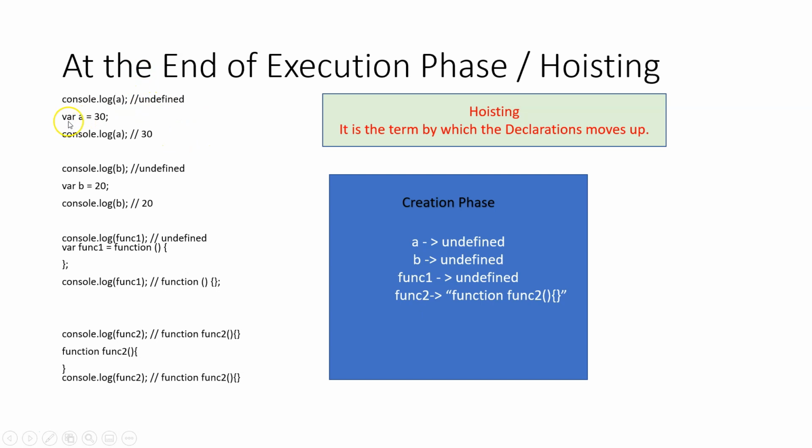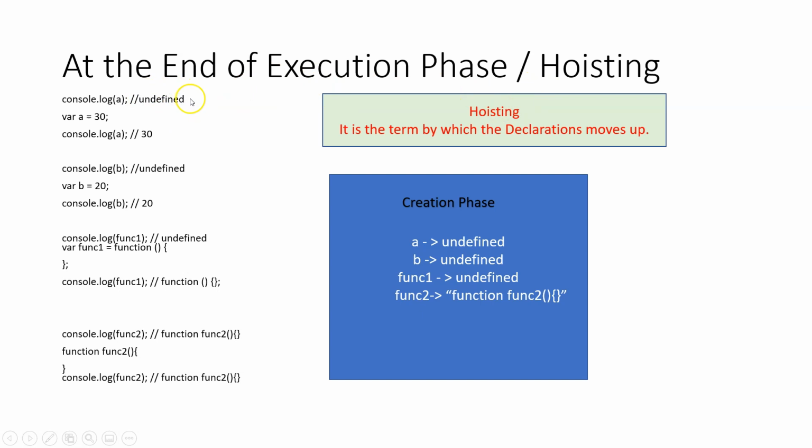Even before a value is declared, before the var a line, even if you try to print a, you are getting undefined. In other languages you will get an error, because you are trying to print something in the line before you declare it. But here we are not getting an error. Undefined is not an error, we are getting a data type. This is happening because of hoisting.